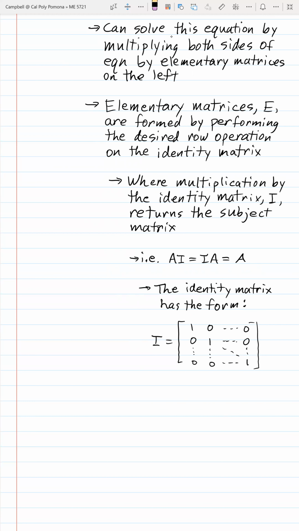So note, this of course is an n by n matrix with ones on the diagonal.